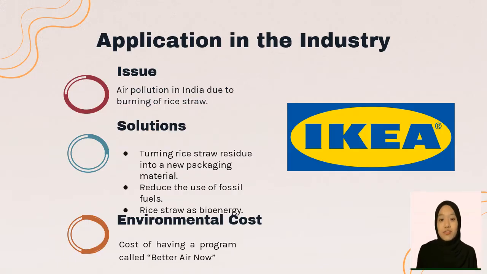For the application of environmental costs in industry, we choose IKEA as example to see how a company implements environmental costs in their management. So the issue now is air pollution is a major problem in India, and one of the major contributors to India's air pollution is the burning of rice straw. For the solutions, IKEA is now looking at turning rice straw residue into new packaging material, and also as their efforts to reduce fossil fuels in their supply chain, they are also looking at turning rice straw residue into bioenergy.